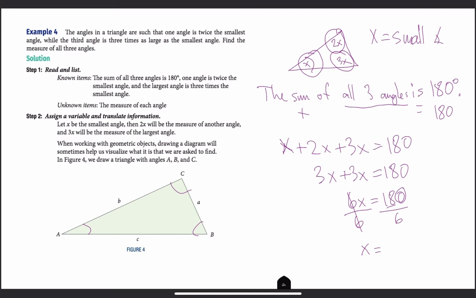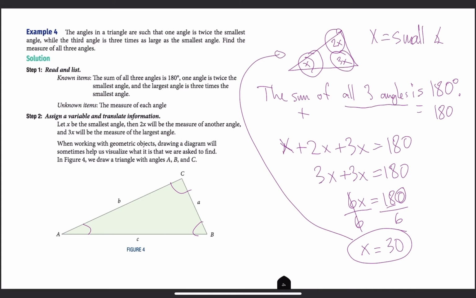6 goes into 18 3 times, and then the extra 0 means it'll go into 180 30 times. Now, am I done? In a previous chapter, I might be done, but this is an application problem. So they want to know, what are the measures of the 3 angles? Well, all I did was solve for x. I have to go back to my original problem to find out what that means. So in the context of my original problem, x is 30.